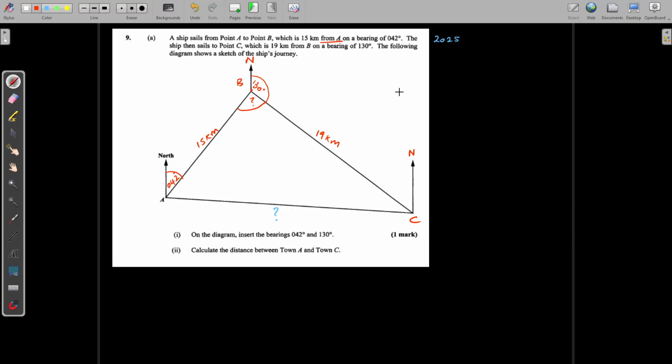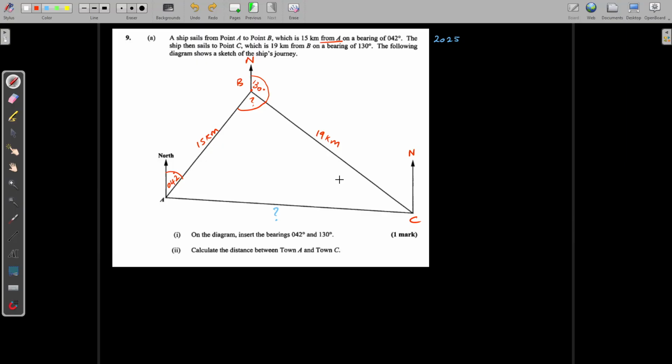Can you repeat the question, please? Why do we need to know this angle inside here? What good will it do for us in solving for the missing side? Sir, it will tell us whether to use the cosine or sine rule.